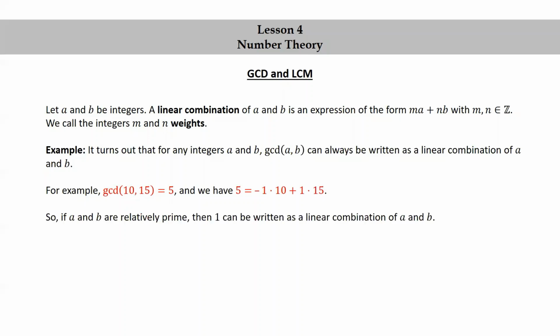So if A and B are relatively prime, then 1 can be written as a linear combination of A and B. For example, 4 and 15 are relatively prime, and we have 1 equals 4 times 4 minus 1 times 15.